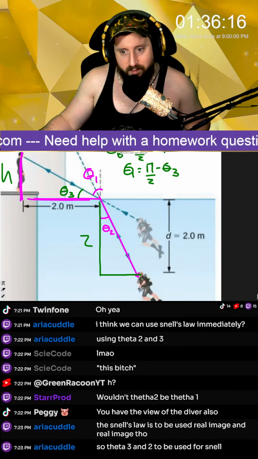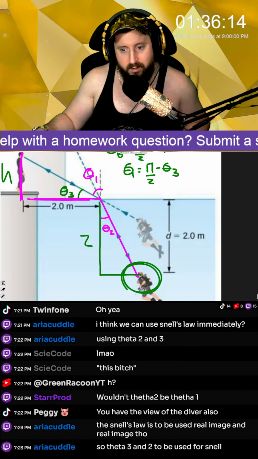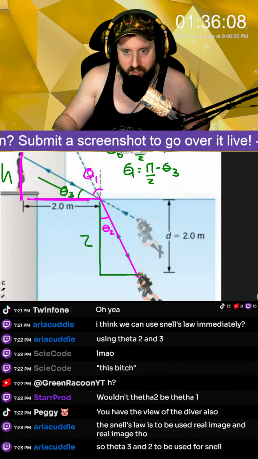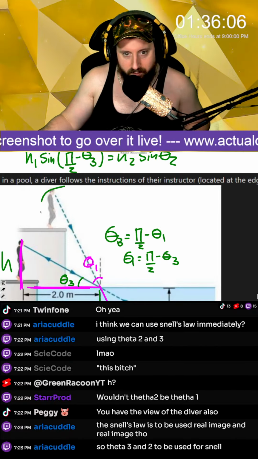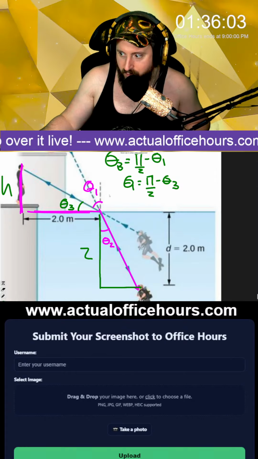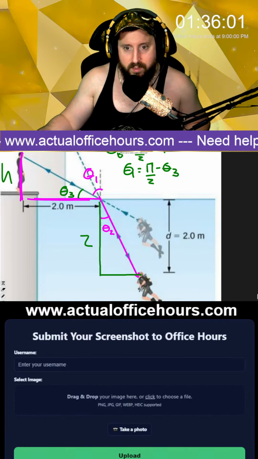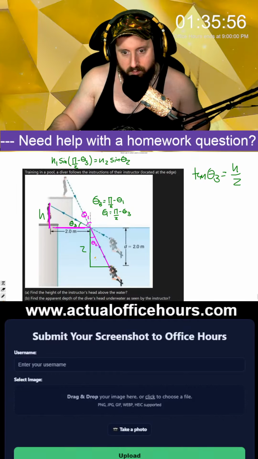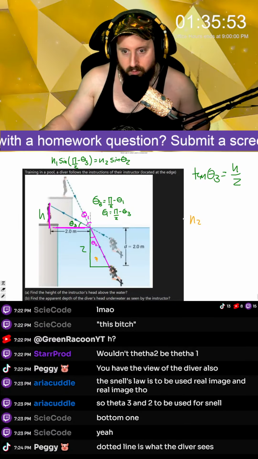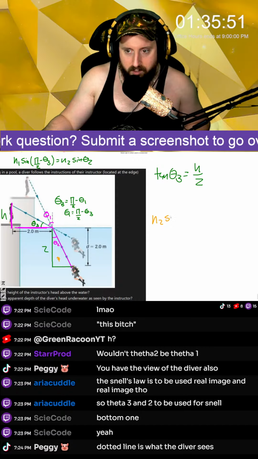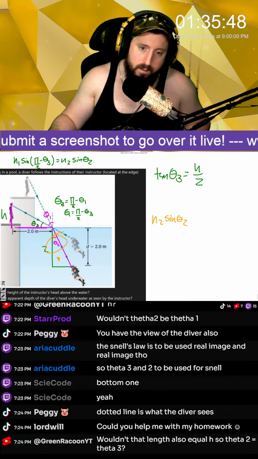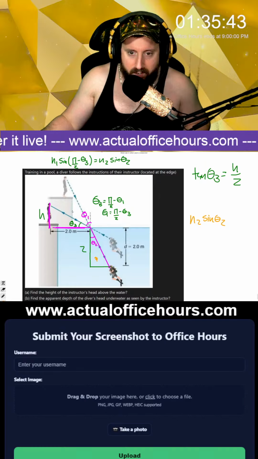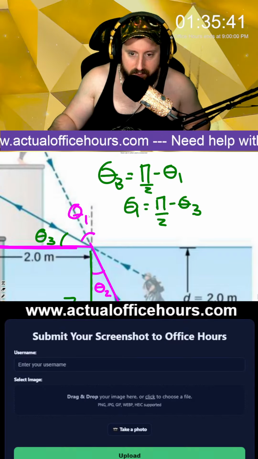Aria, what you're saying is that the diver... First of all, which one's the real diver? I'm assuming this is the real diver, and then this is what the person sees. I assume the ghost is what the person sees from the other side. So, in this case, you have N2 sine theta 2 has to be equal to... But now I have another angle I have to deal with. Now I need this angle.